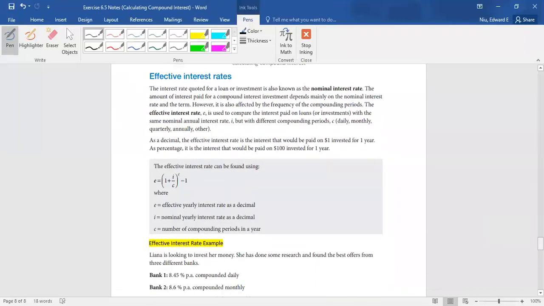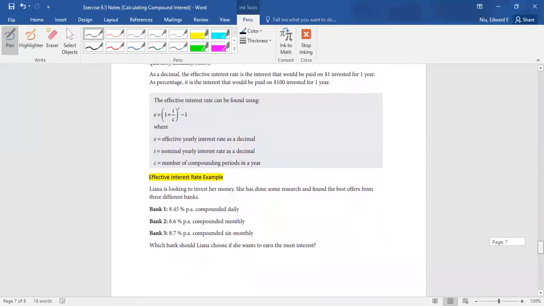The next part here is effective interest rates. The interest rates are not always equal, so the per annum rate can change depending on how frequently it's compounded. The nominal interest rate is the per annum rate. The effective interest rate is adjusted for the compounding. What does that mean? I think people freak out when they see all this sort of stuff.